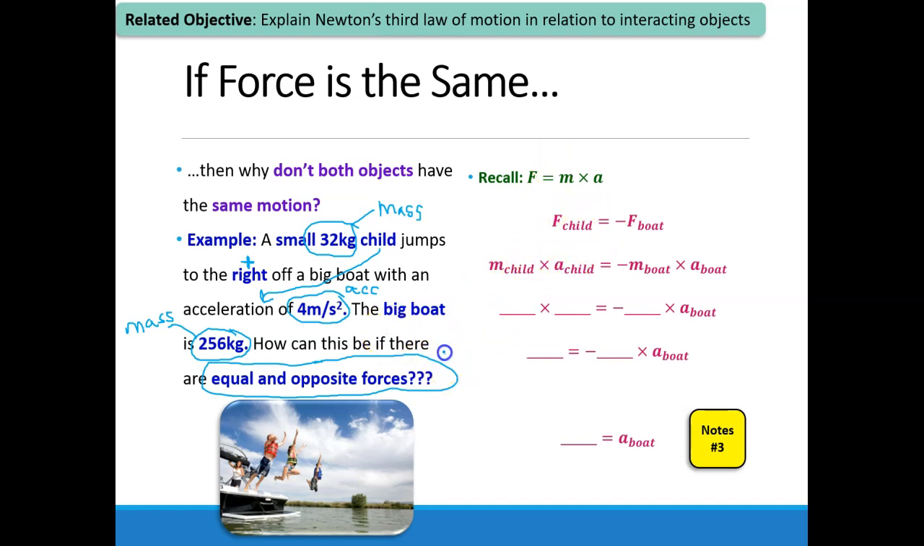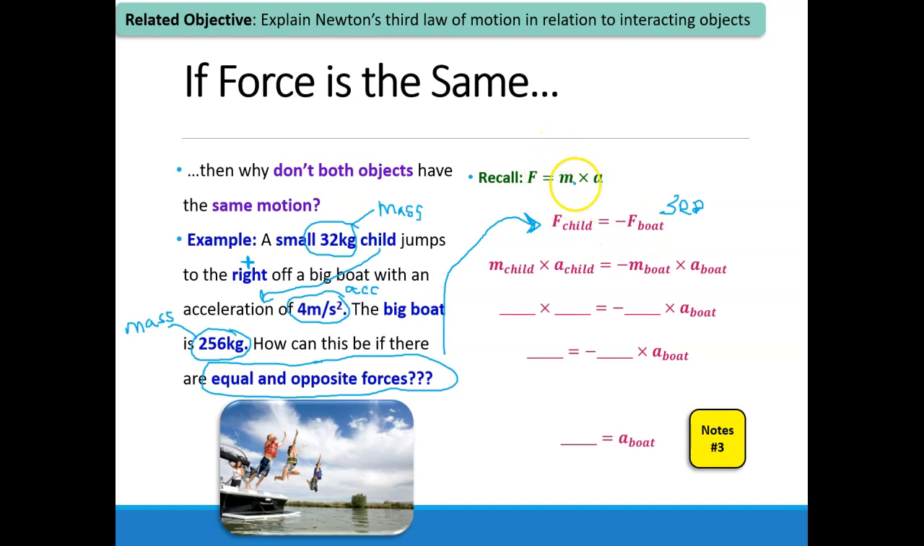Okay, so equal and opposite forces tells me that the force from the child is equal to the opposite, or negative, force of the boat. Okay, so this is Newton's third law in a mathematical form. So F of the child equals negative F of the boat.